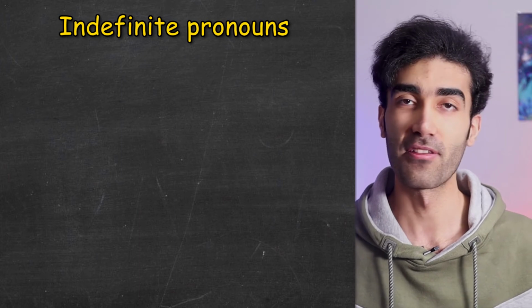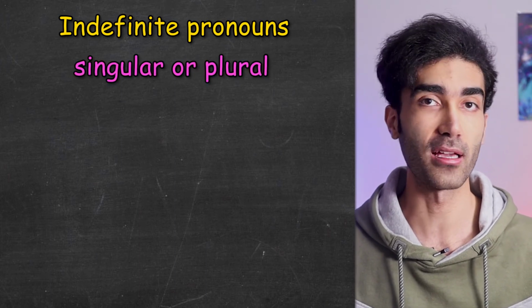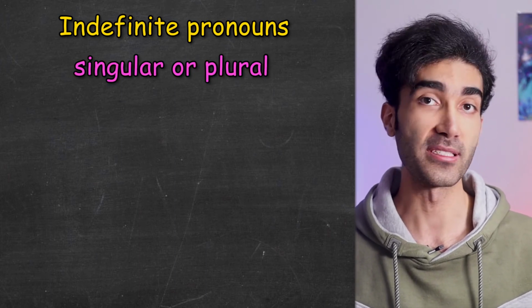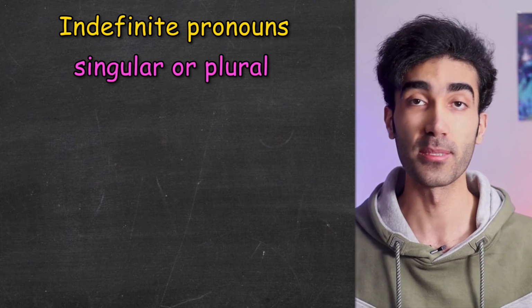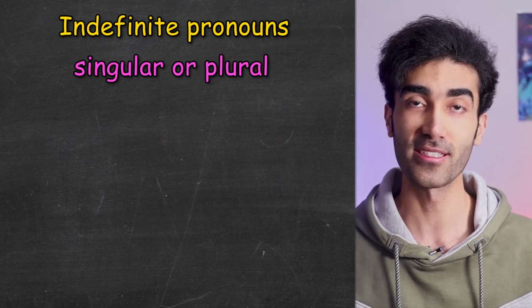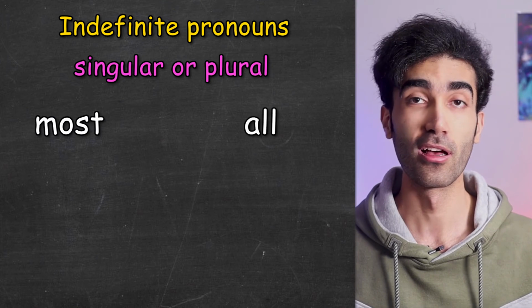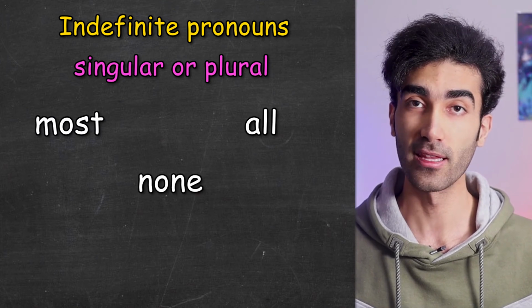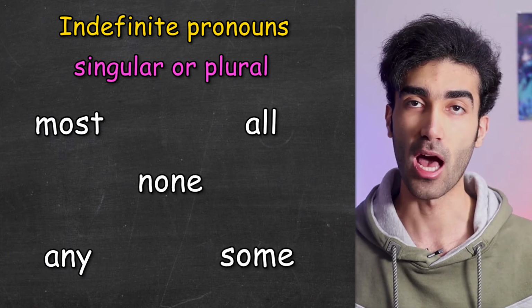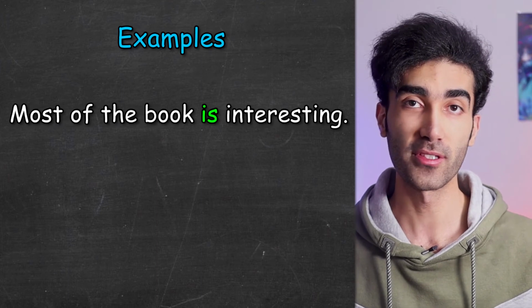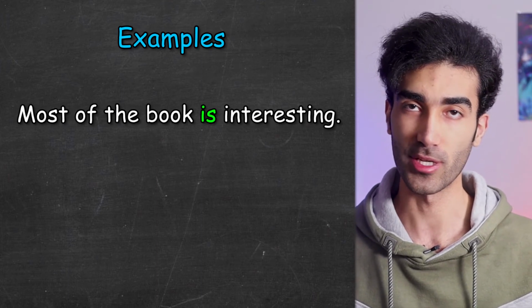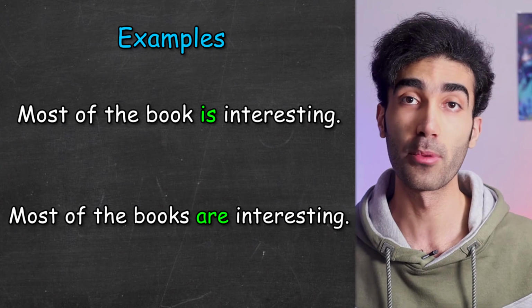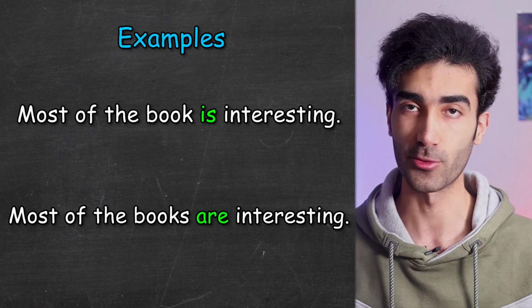And lastly, there are some indefinite pronouns that can go either way. They could be singular or plural depending on the situation. And this is a list of them. Most, all, none, any, some. For example, most of the book is interesting. Most of the books are interesting.